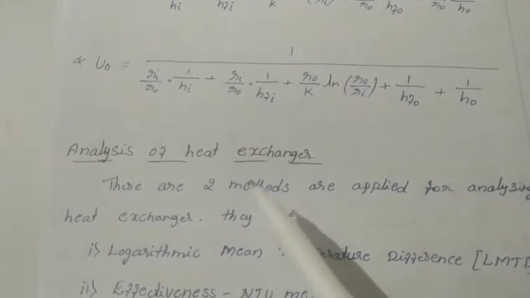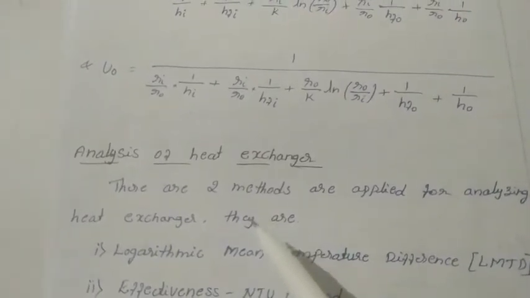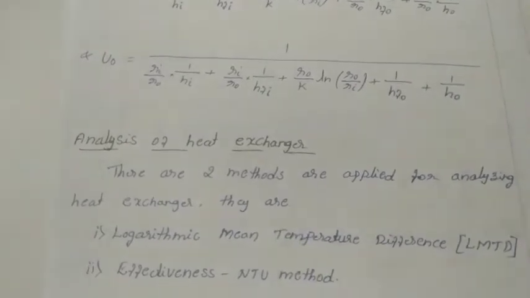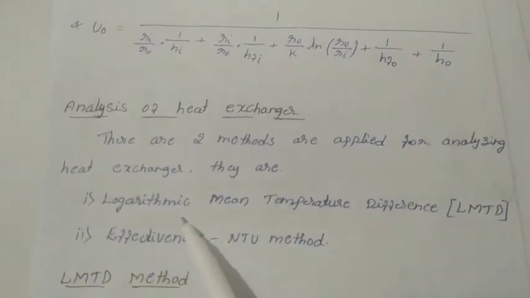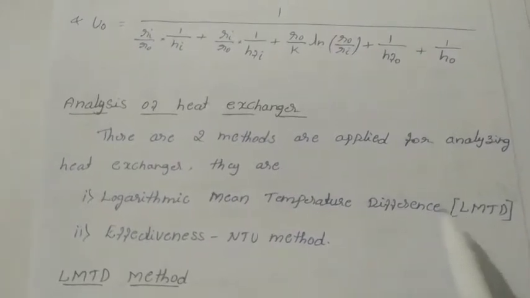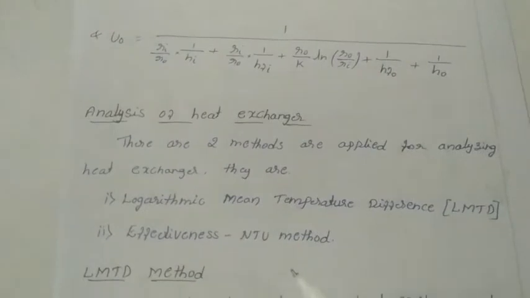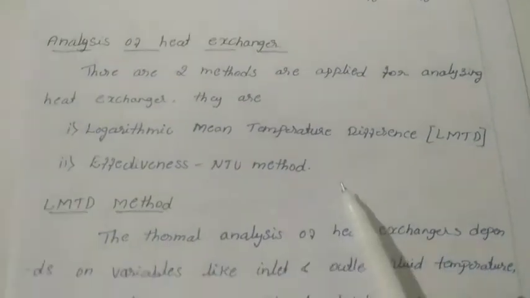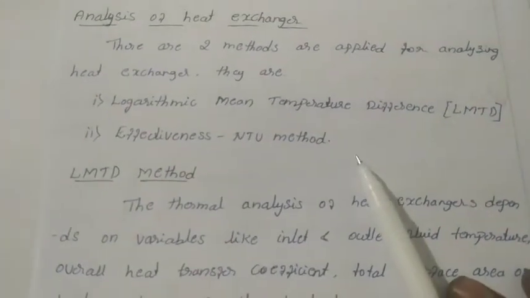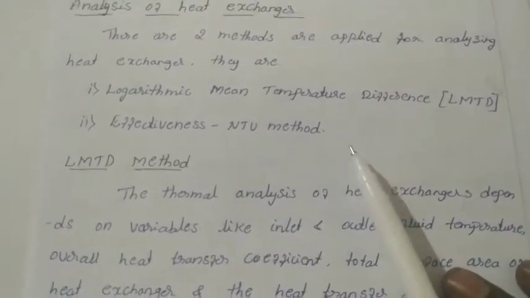There are two methods for analyzing a heat exchanger. The first is called the logarithmic mean temperature difference method, the LMTD method, and the second is called the effectiveness-NTU method. Within that, first we go for the LMTD method. LMTD means logarithmic mean temperature difference.